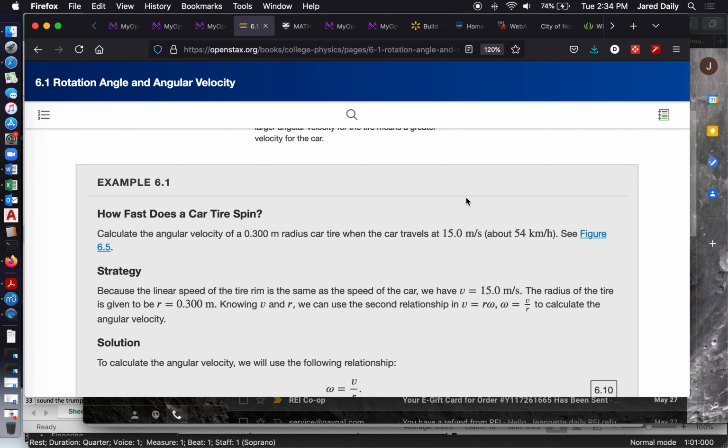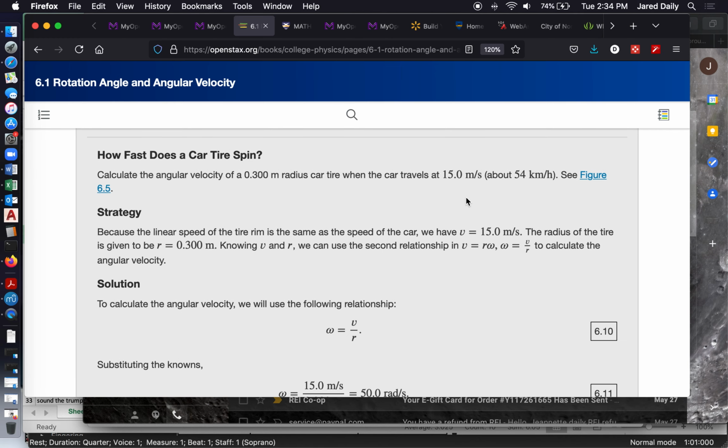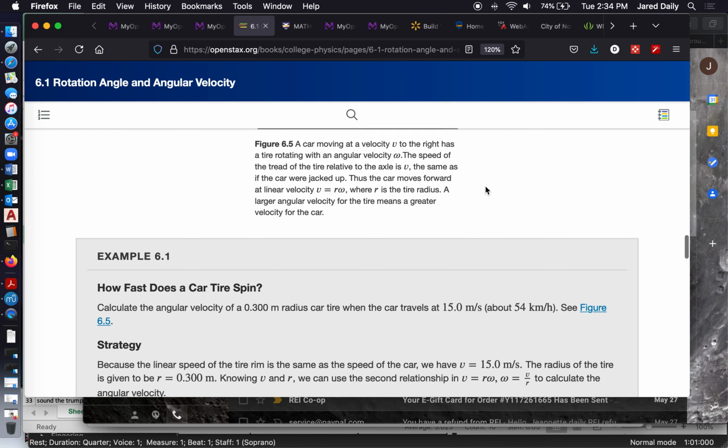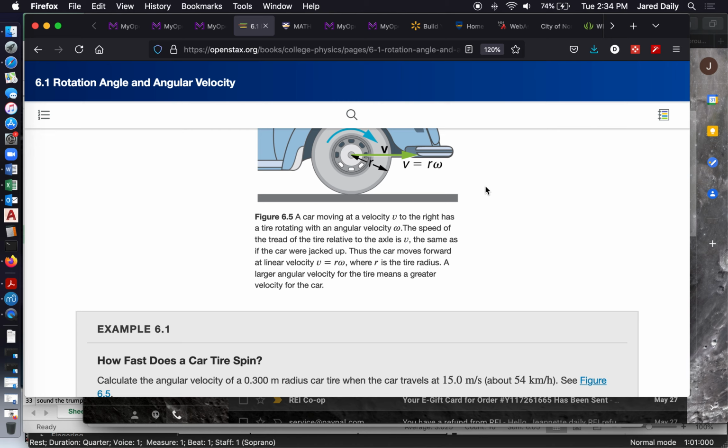So here's an example. We're going to calculate the angular velocity of a car with a tire 0.3 meters radius when it's moving at 15 meters per second. Because we've been given the linear speed of the car moving forward, we can say that that linear speed is going to be the same magnitude as the tangential velocity along the edge of the tire, as long as the tire is not slipping or skidding as it rolls along the road. Then a fly moving along the edge of this tire would be moving at the same speed as the car is moving forward.